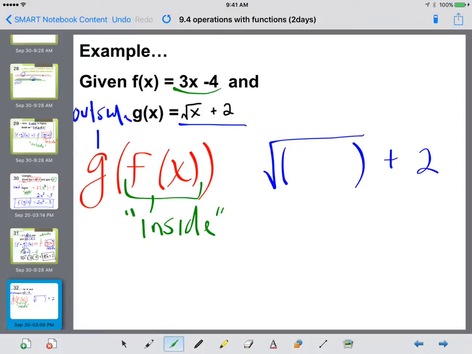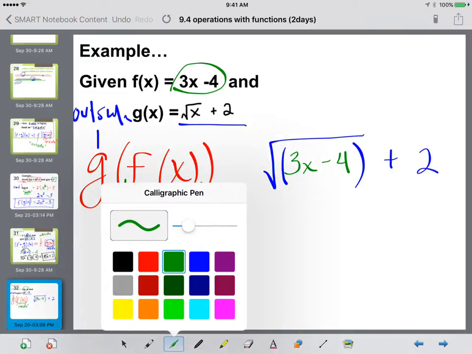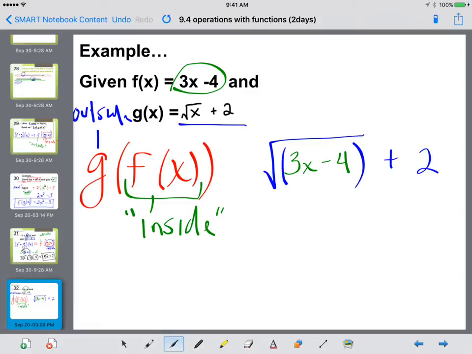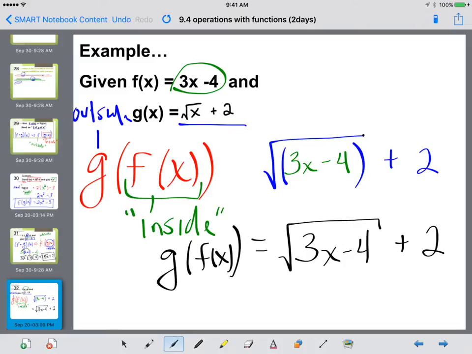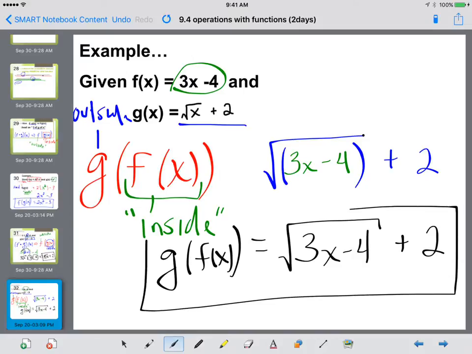Now I take the inside equation of 3x minus 4, and I put it inside my parentheses. And my last step is to simplify. Well, because this 3x minus 4 is all underneath the radical, I can't add it together with that 2. So there is really no simplifying other than we don't need those parentheses. So we have 3x minus 4 plus 2. So g of f of x equals the square root of 3x minus 4 plus 2.